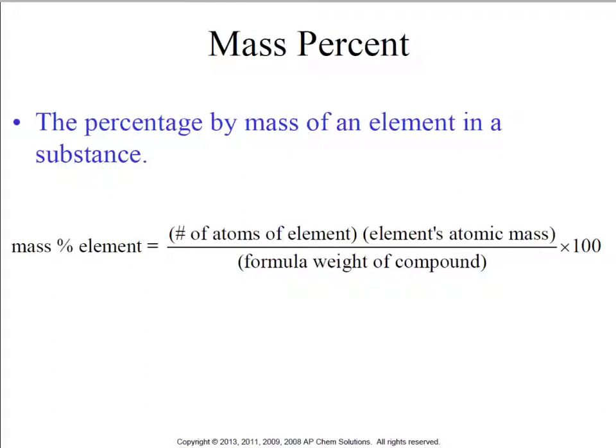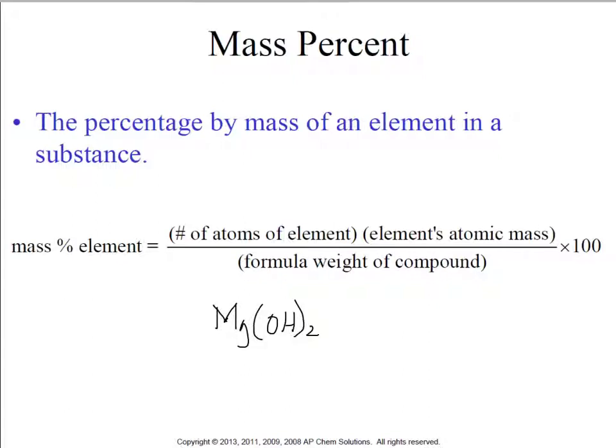And then the mass percent of an element in a substance. The mass percent is the number of atoms of that particular element times that element's atomic mass. So if we were looking at oxygen, you would count the number of oxygens. Like in the magnesium hydroxide, there were 2 oxygens. You would multiply it by its atomic mass, so 15.99, divide by the formula weight for the entire compound, the entire magnesium hydroxide, multiplied by 100, and that would tell you what percent by mass of that element is the oxygen or magnesium or hydrogen.